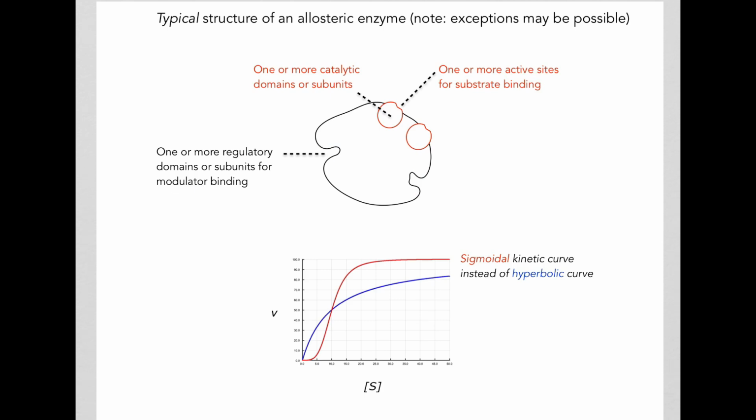Since a typical allosteric enzyme has more than one active site, most often we see more than one active site, it's not surprising, as we discussed in earlier videos, that most of these allosteric enzymes will show sigmoidal kinetic curves instead of hyperbolic kinetic curves.